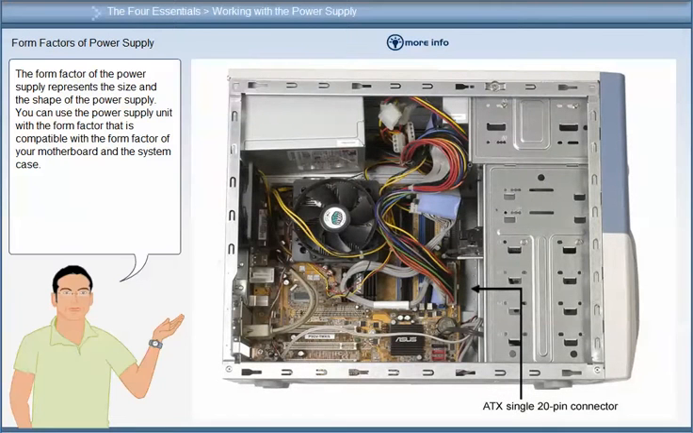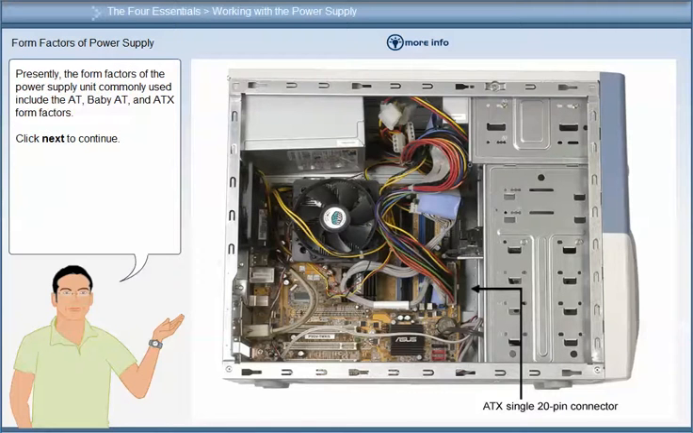The form factor of the power supply represents the size and the shape of the power supply. You can use the power supply unit with the form factor that is compatible with the form factor of your motherboard and the system case. Presently, the form factors of the power supply unit commonly used include the AT, Baby AT, and ATX form factors.